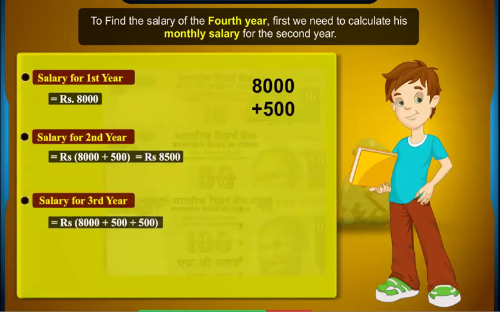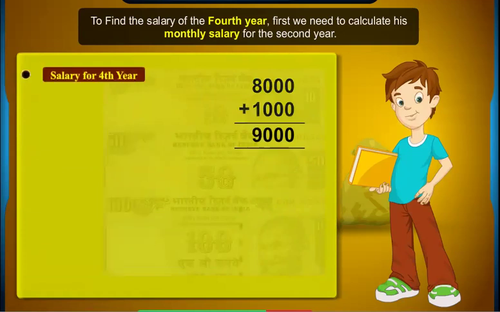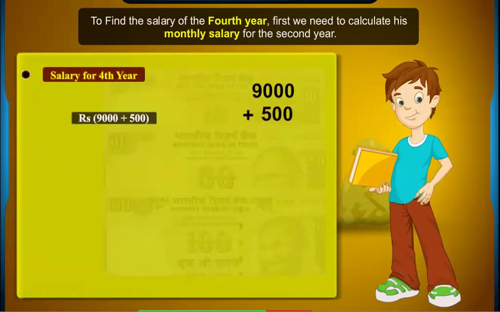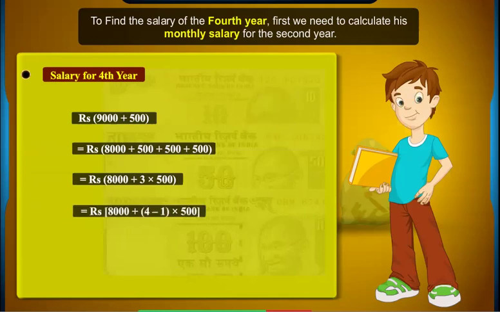Salary for third year is equal to rupees 8,000 plus 500 plus 500 equal to rupees 8,000 plus 2 into 500 equal to rupees 8,000 plus 3 minus 1 into 500 equal to rupees 9,000. Salary for fourth year, rupees 9,000 plus 500 equal to rupees 8,000 plus 500 plus 500 plus 500 equal to rupees 8,000 plus 3 into 500 equal to rupees 8,000 plus 4 minus 1 into 500.